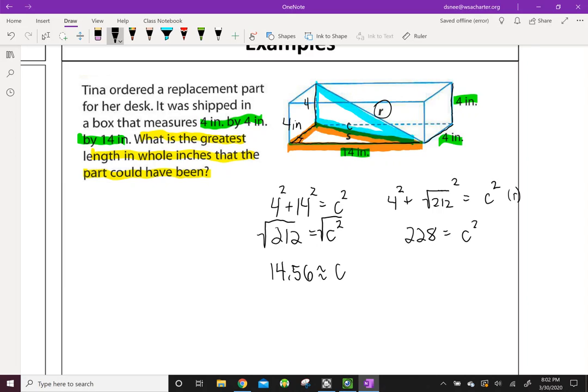Okay, 4 squared is 16 plus 212, 212 plus 16 equals 228, which is equal to c squared. I need to take the square root of both sides to find what c is equal to, or the length of r. They're the same thing in this case. So 15.099. So 15.1 is approximately C.